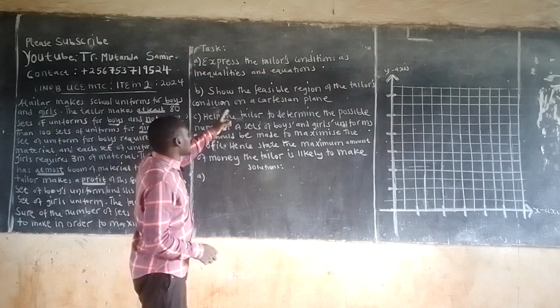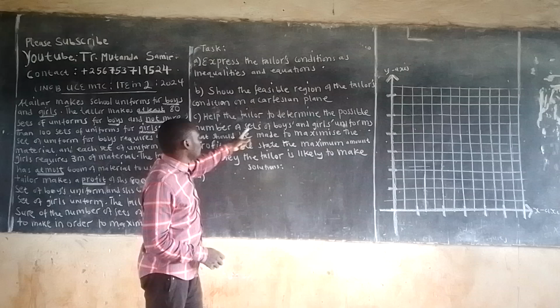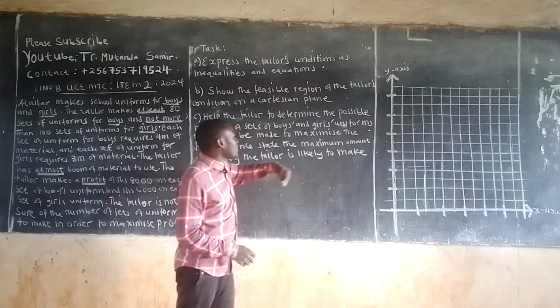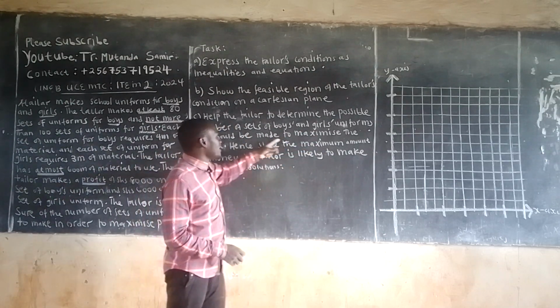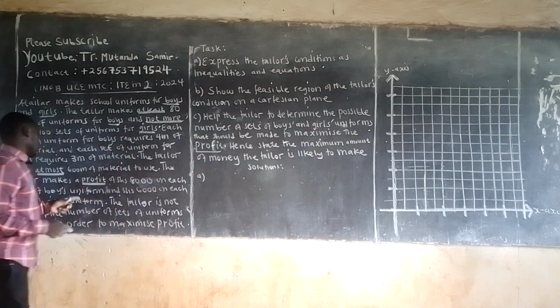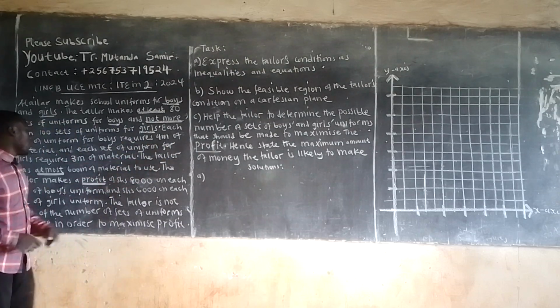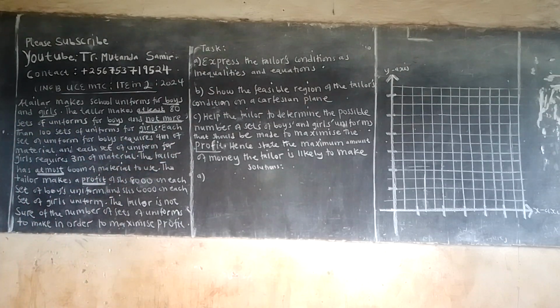In part C, help the tailor to determine the possible number of sets of boys and girls uniforms that should be made to maximize the profit. So it means that this profit stuff will be used in part C. Right, no problem. Now let's go on.